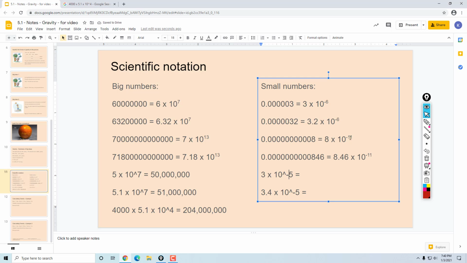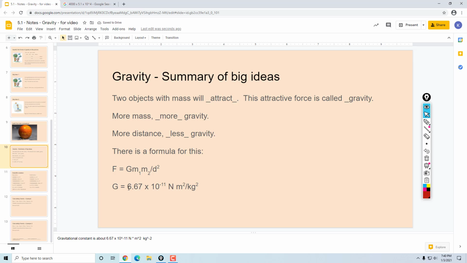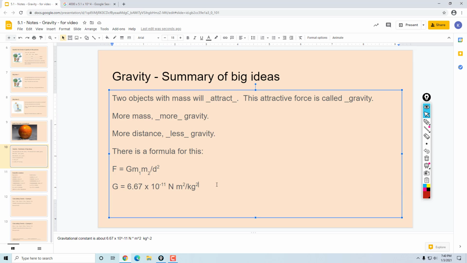Well, 3 times 10 to the negative 5 will be 0.0000, there are 5 zeros. That means this one will be 0.000034. So that means that this number is actually very, very small. There should be 11 zeros, including a 0 at the beginning. That's how small it is. These units allow us to convert to newtons.